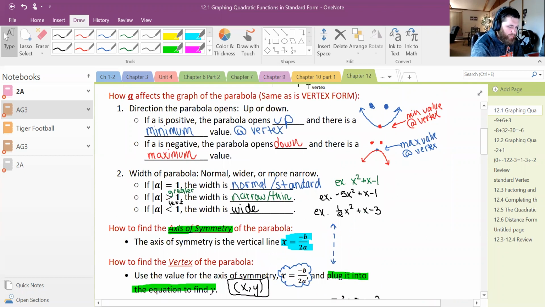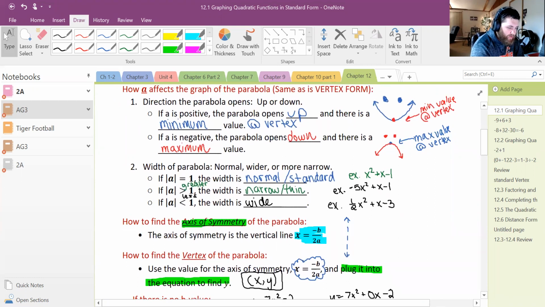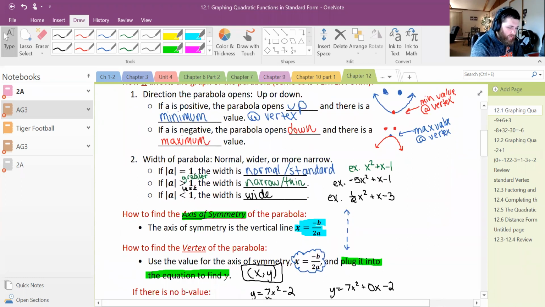Okay, how a affects the parabola. So how the first coefficient, from the x squared, affects the parabola. Direction: the parabola opens up or down. So if a is positive, it opens up. If it opens up, that means the vertex is the minimum value, the smallest point, the lowest point on the graph. If it's negative, it opens down, and the vertex now becomes the maximum, the highest point. So think like St. Louis, the arch, the tip top of the arch. That's actually a negative parabola. Fun fact.